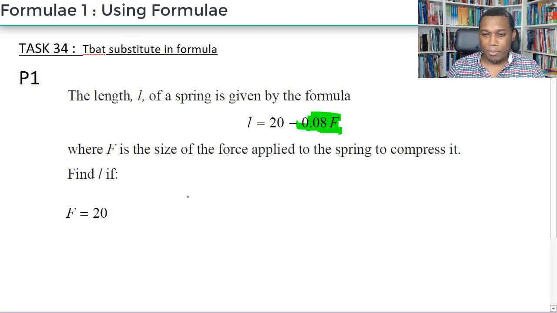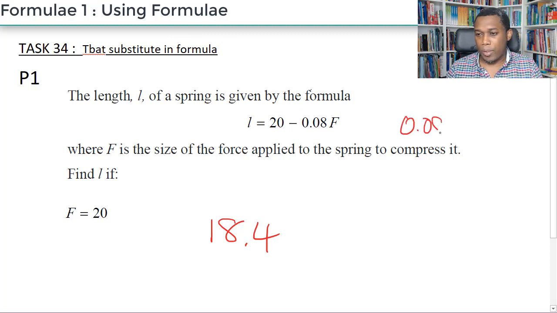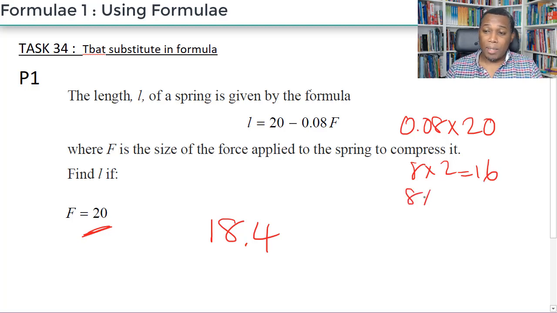The answer is going to be 18.4. How are we getting 18.4? Well, I need to multiply 0.08 by f. So I have 0.08 multiplied by, and in this case f is 20, so multiply by 20. 8 twos are 16. I have 16. So 8 multiplied by 20 is 160.